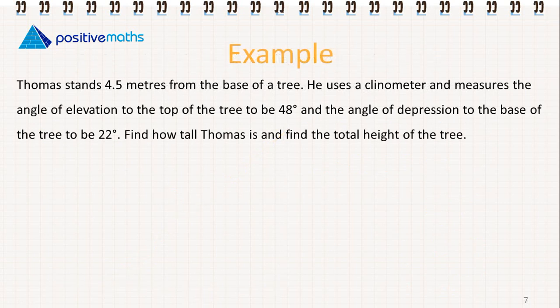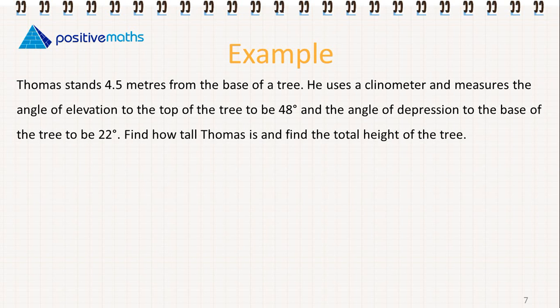Let's look at another example. Thomas stands 4.5 meters from the base of a tree. He uses a clinometer and measures the angle of elevation to the top of the tree to be 48 degrees, and the angle of depression to the base of the tree to be 22 degrees. Find how tall Thomas is and find the total height of the tree.